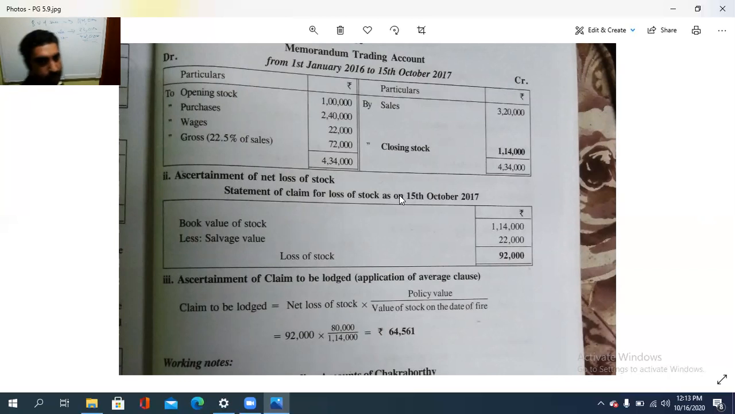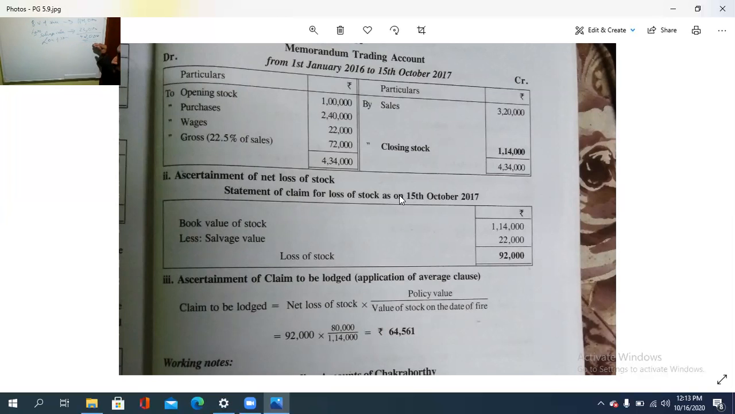Then we need to calculate the average clause. In the average clause, remember that if the policy value, the insured value, is less than the loss of stock, then it applies. But in the last two problems, the policy value was more than the loss of stock. Here the policy value is 80,000, while the loss of stock is 92,000. If it were 72,000, we couldn't calculate the average clause because the company has insured it, isn't it?